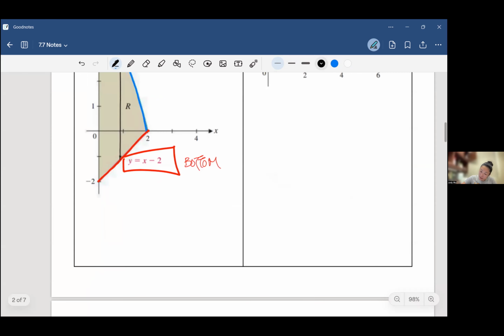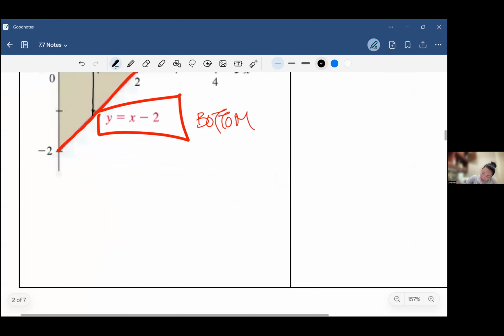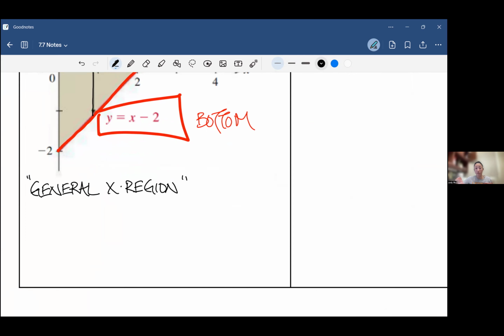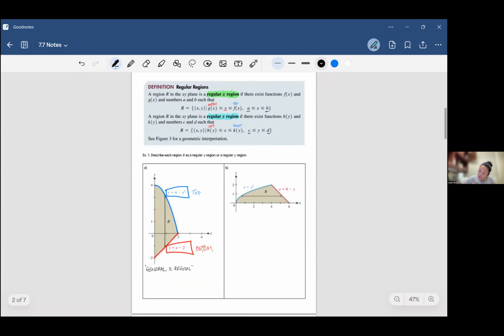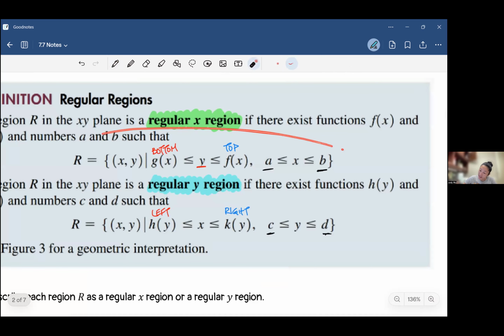That means that we have a general X region. That's what it looks like, a general X region. It's sort of a weird shape. It's not a rectangle, but we can see a very clear top function and a very clear bottom function. Now, how are we going to write it like this? That's what I want us to practice now.